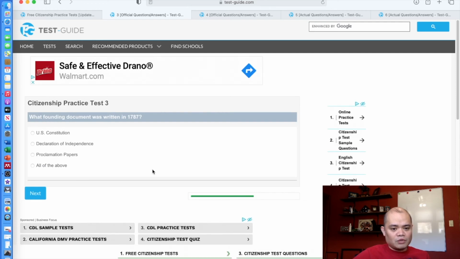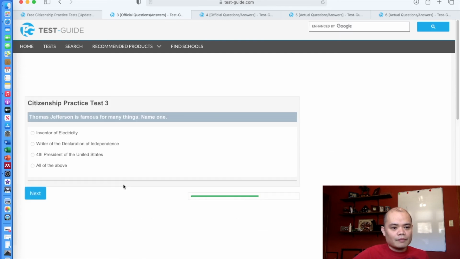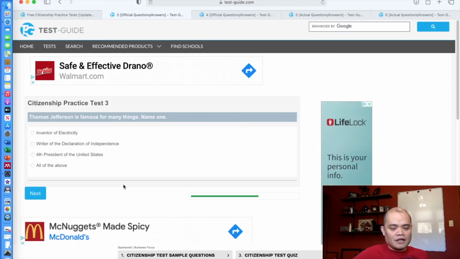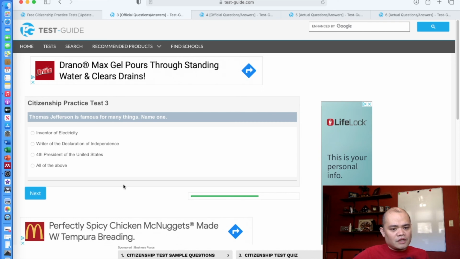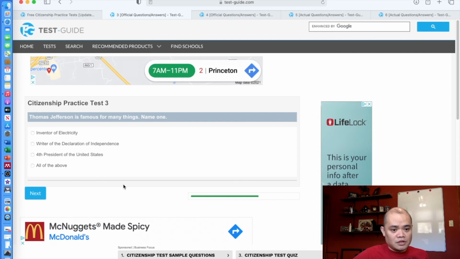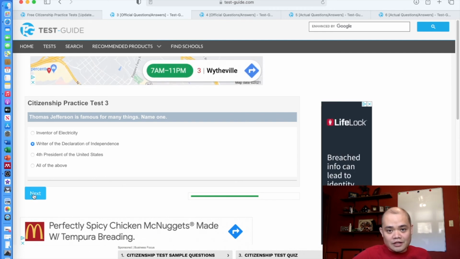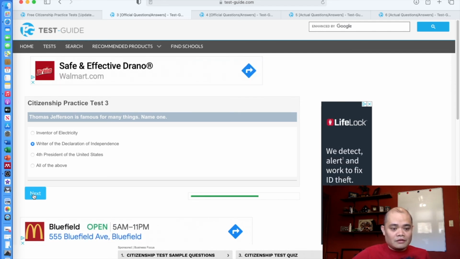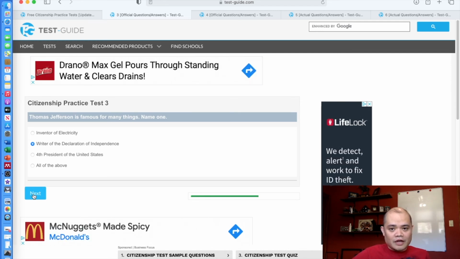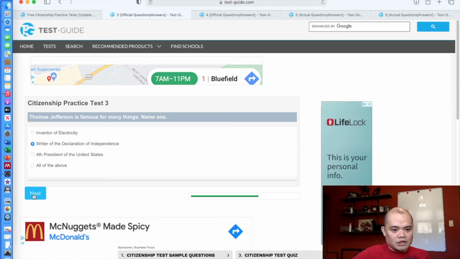What founding document was written in 1787? That will be the Constitution in Philadelphia. The U.S. Constitution. Thomas Jefferson is famous for many things. Name one. Inventor of electricity, writer of the Declaration of Independence, fourth president. No, fourth president is James Madison. So it would be writer of the Declaration of Independence. And of course, he is, for lack of a better word, the maker, developer, or establisher of the University of Virginia.